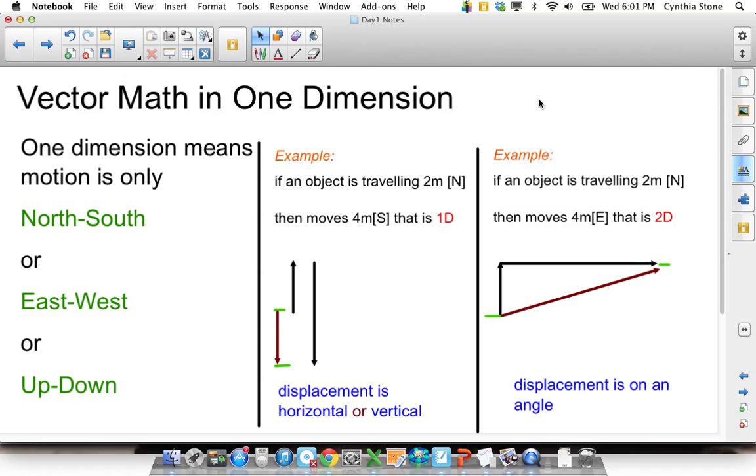For you, this lesson is an introductory lesson to vector math in one dimension. This should feel like review for you.